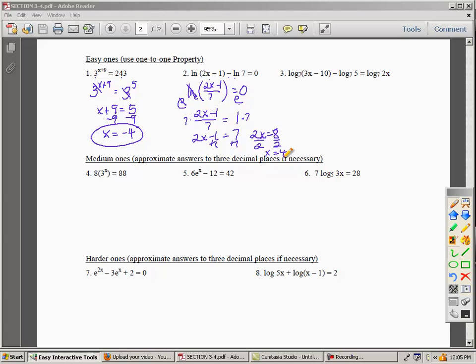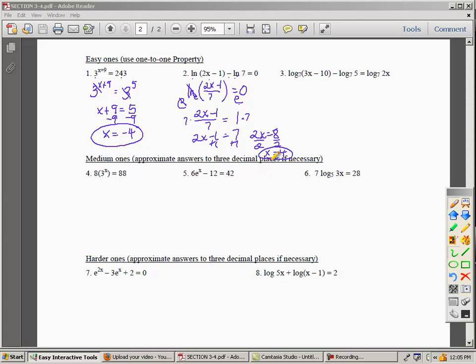The biggest thing, though, with a log you want to check is, remember, you cannot take the log of a negative number. So when I plug the 4 back in, 2 times 4 is 8, minus 1 is 7, and the natural log of 7 over 7 does get me 0, so this is okay. But any time you get a number where you plug it in and the log ends up becoming negative, you have to get rid of that, and we call that an extraneous solution.